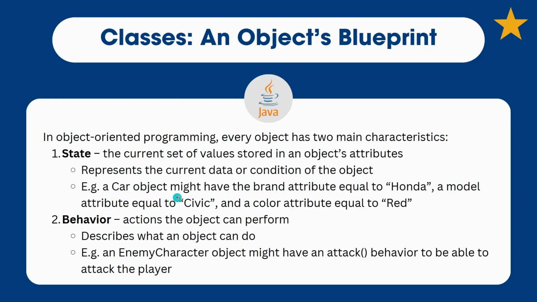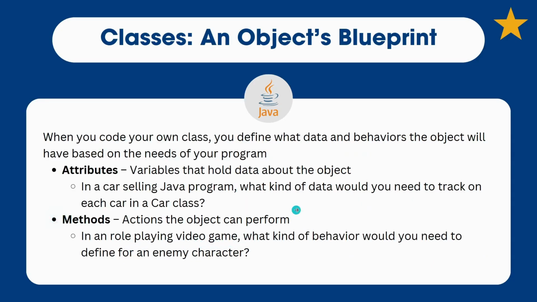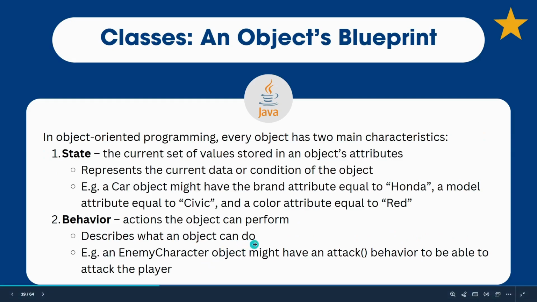So for example, a car object might have the brand attribute equal to Honda, the model equal to Civic, and then the color equal to red. So the state of that object is a red Honda Civic. That's the current state. Maybe it might change later on if we paint it, for example. And then behavior. So actions that an object can perform. So it describes what the object can do. So going back to the role-playing video game, well, an enemy character object might have an attack behavior to be able to attack your player, right? To do what most enemies do in video games.